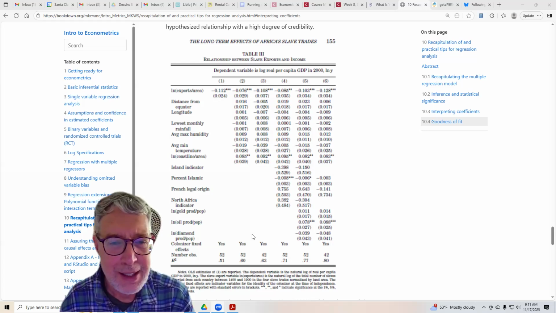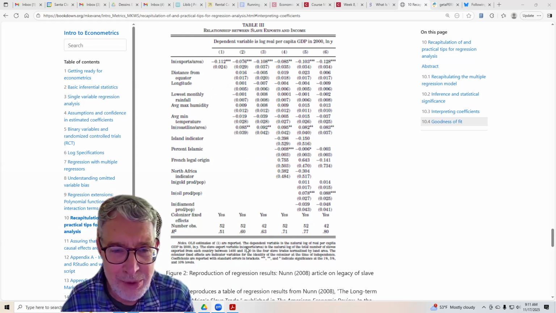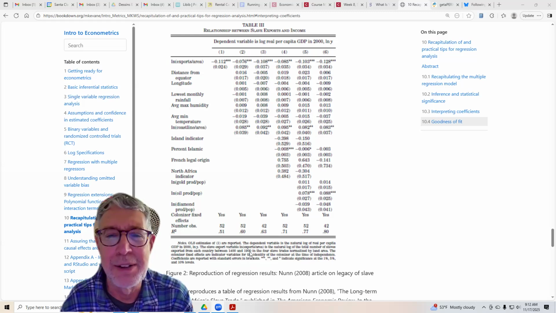So I think that's pretty much it for interpretation. Let's look down here at the notes. It's always good to look at the notes. OLS estimates are reported. The dependent variable is the natural log of real per capita GDP. The slave export variable is the natural log of the total number of slaves exported from each country between 1400 and 1900 in the four slave trades, normalized by land area. The colonizer fixed effects are indicator variables for the identity of the colonizer at the time of independence. So that's standard boilerplate. Good.